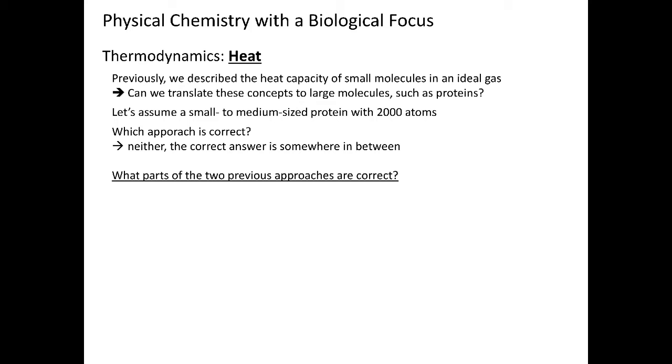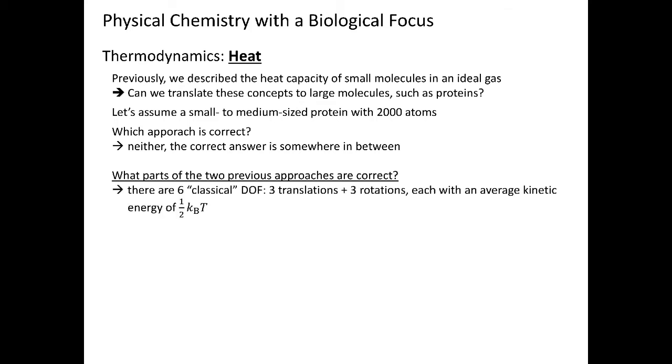Now, what parts of these 2 previous approaches are actually correct? What do we have to consider? Well, there are 6 so-called classical degrees of freedom, 3 translations and 3 rotations, each with an average kinetic energy of 1/2 kT for a protein. So these 6 degrees of freedom do exist.